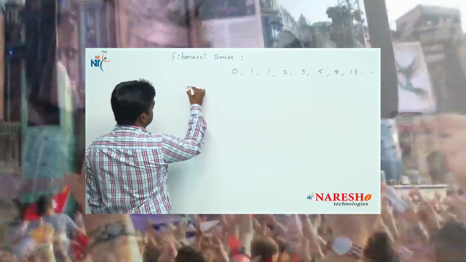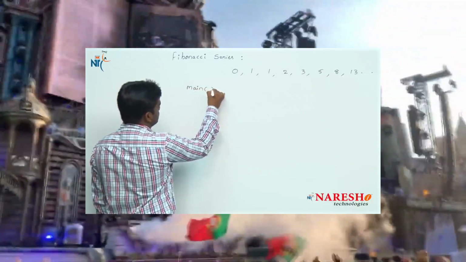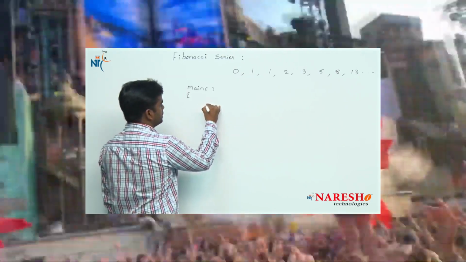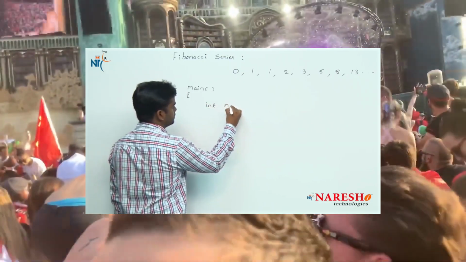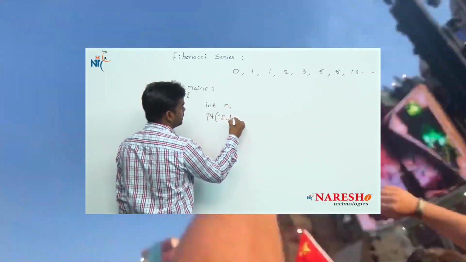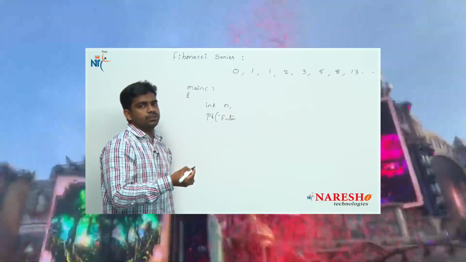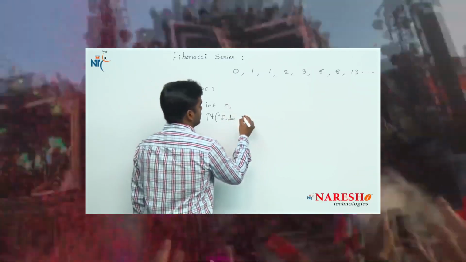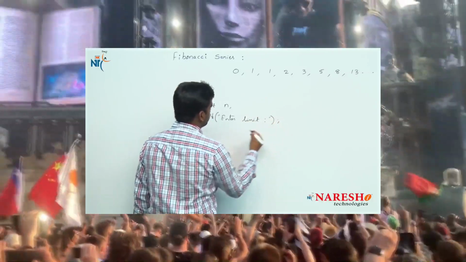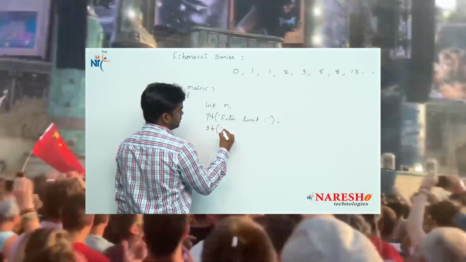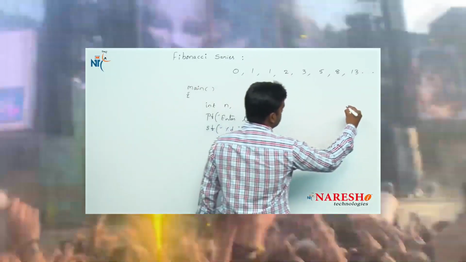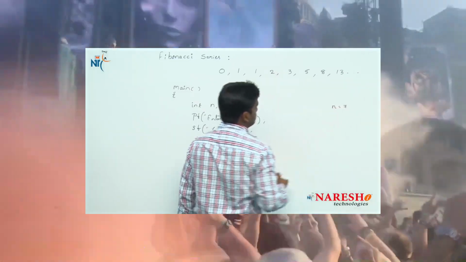I'm starting directly from the main function. First we need to ask the limit, int n. So printf, enter limit, how many elements we need to print in the Fibonacci series. They will give that n value, so we are reading it with %d and n. Just consider the n value is 7.